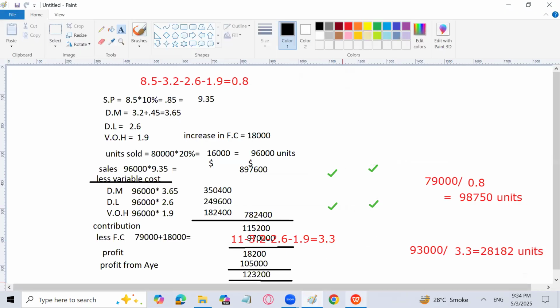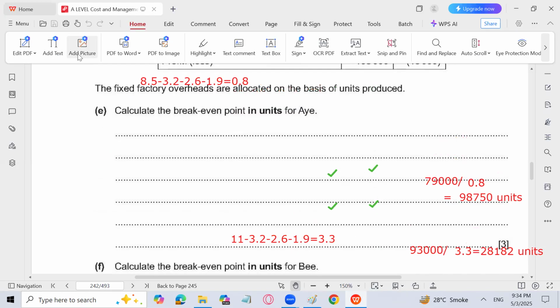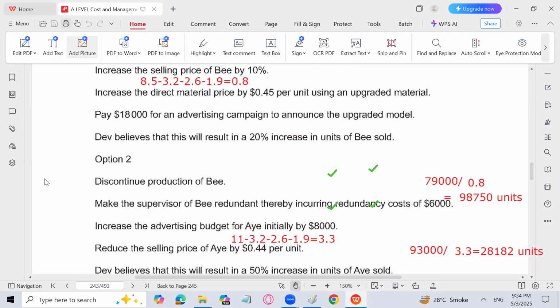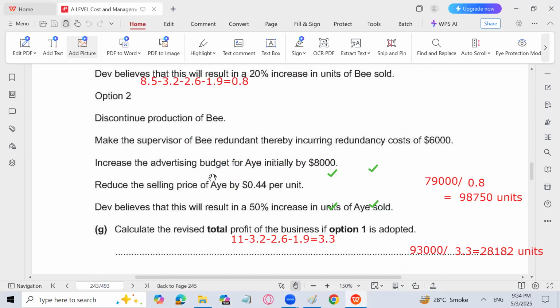Right? Next, see. Then increase the advertising budget for I initially by 8,000. So the advertising budget of I will increase by 8,000, so the fixed cost of I will increase by 8,000. And reduce the selling price of I by 0.44 per unit, so that more units can be sold. They believe that this will result in a 50% increase in units of I sold. Units of I will increase by 50%.